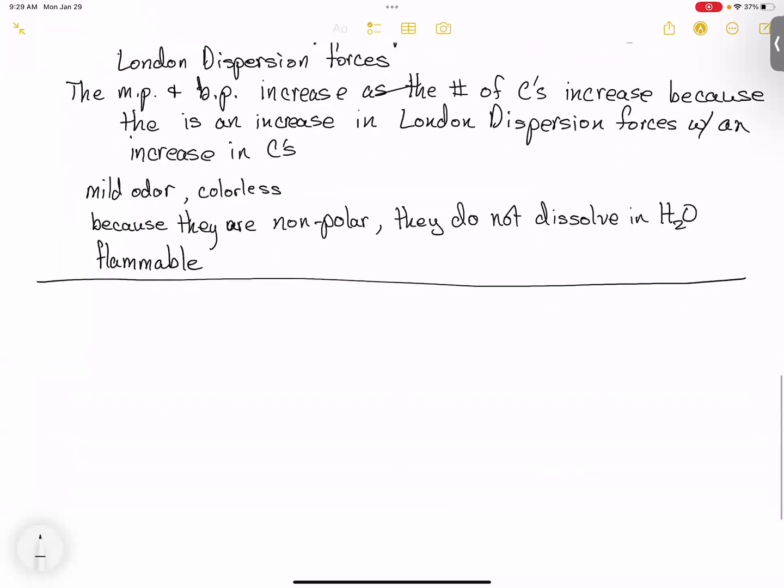Okay, so the next thing is the reactions of alkanes. Alkanes can only undergo two types of reactions. The first type of reaction it'll undergo is going to be combustion. And the second type of reaction it'll undergo is halogenation.